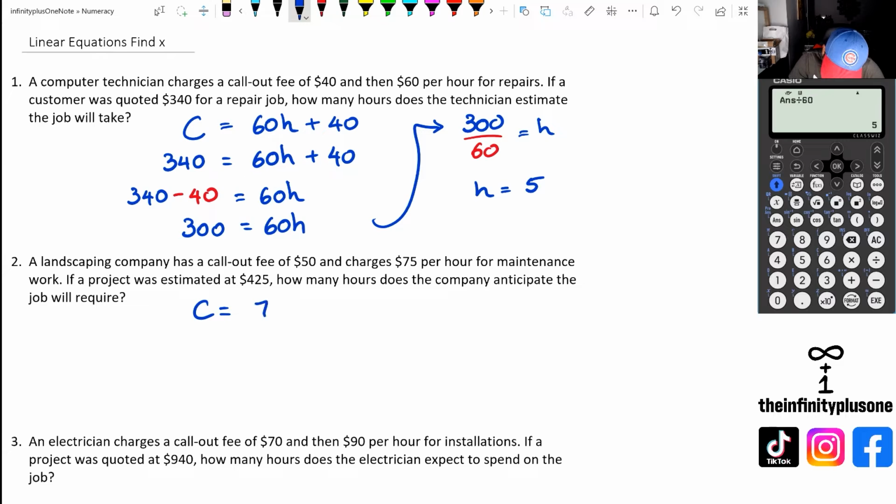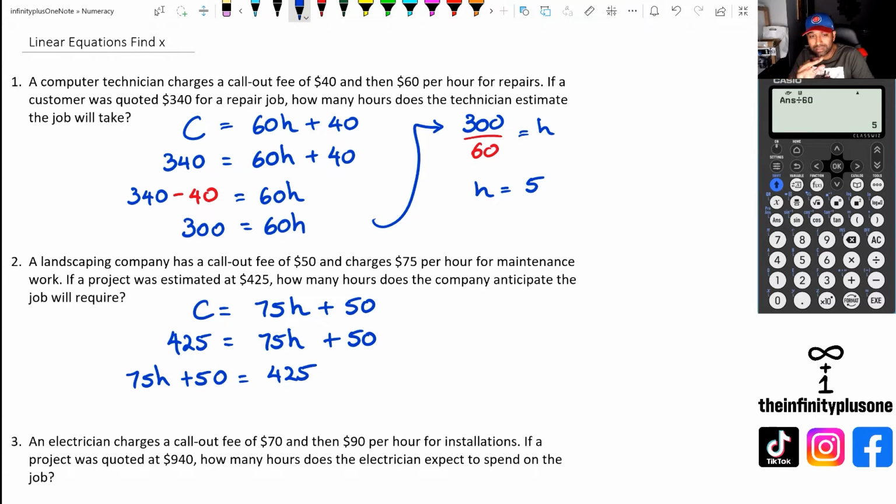Okay, looking at the second question, we've got a call-out fee of $50 and then $75 per hour. So I'm going to put that as C is equal to $75 per hour plus 50 as the call-out fee. Now the job is estimated at $425. So 425 equals 75H plus 50. When you get an equation like this, you can just rewrite it as 75H plus 50 equals 425, because both sides are equal, it doesn't matter which side you write first. The reason I write this is because it becomes a lot easier to rearrange and just looks much prettier than the first question did.